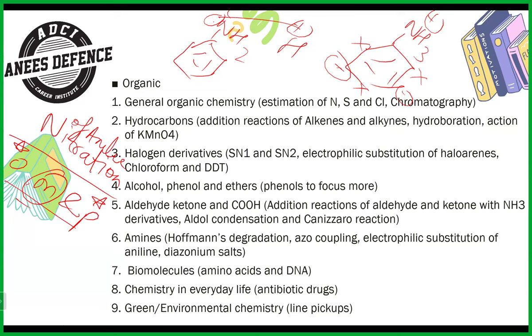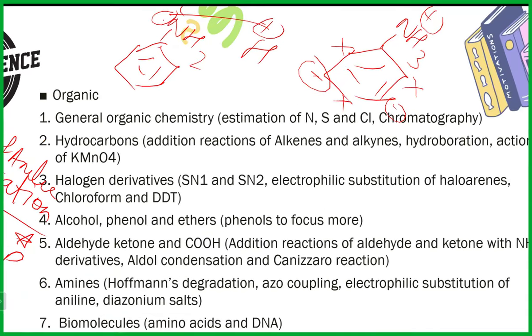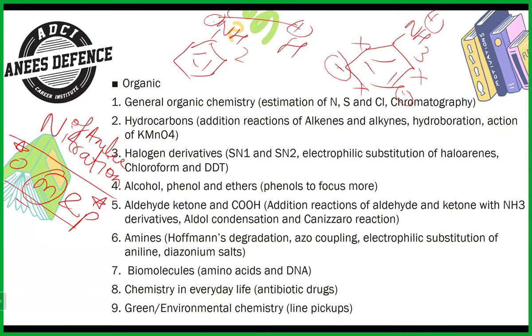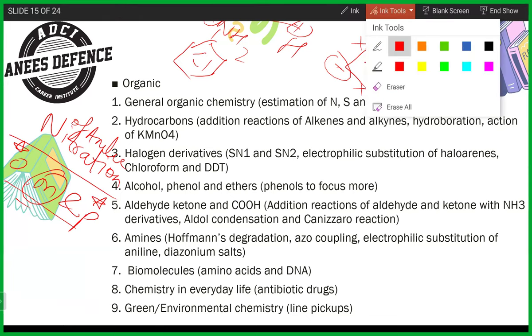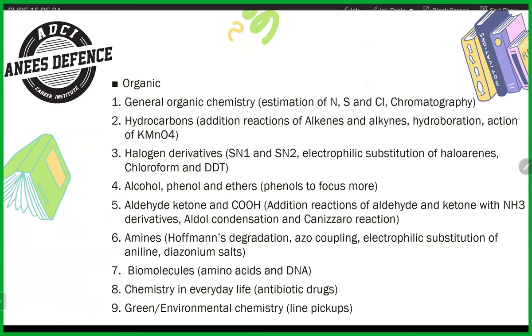And diazonium salts, N2Cl: NaNO2 plus HCl, sodium nitrite in presence of an acid, gives us diazonium salt. That diazonium salt undergoes many reactions. Now there is a trick to understand these reactions. The trick is: N2 gas is released and the chlorine, which is with the diazonium salt, N2Cl.